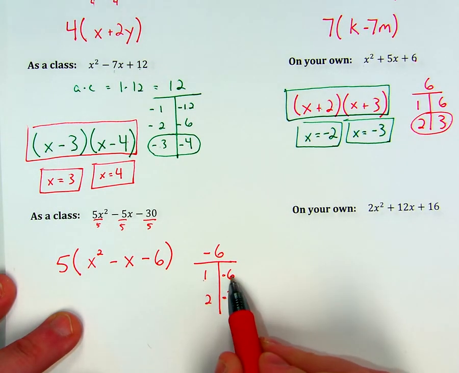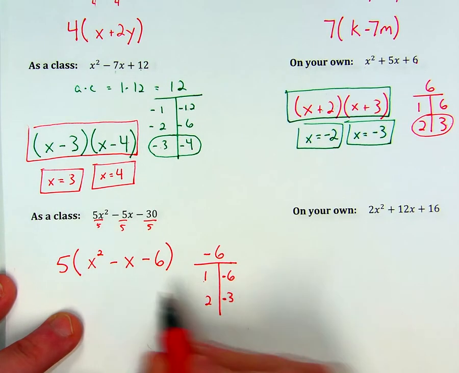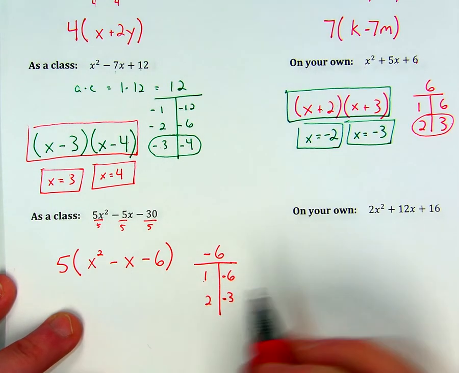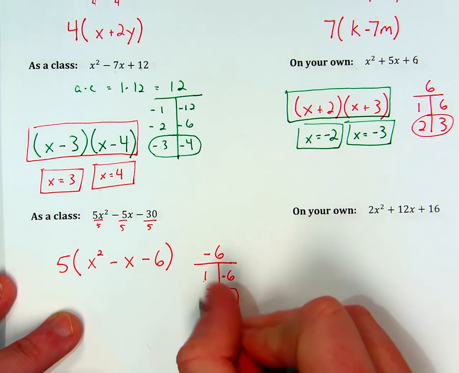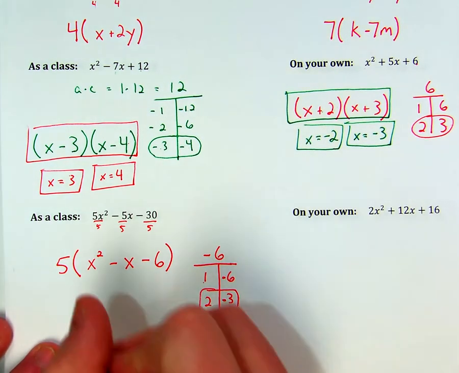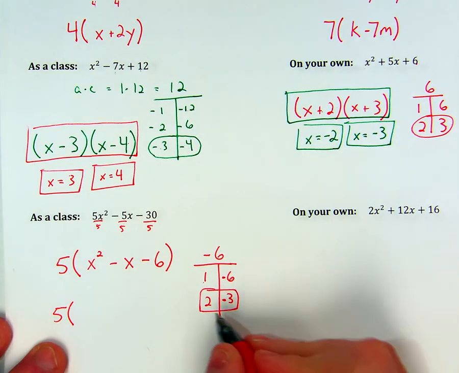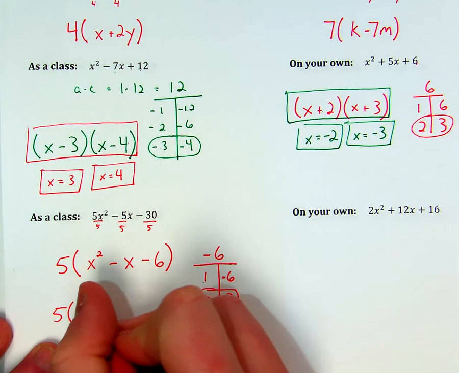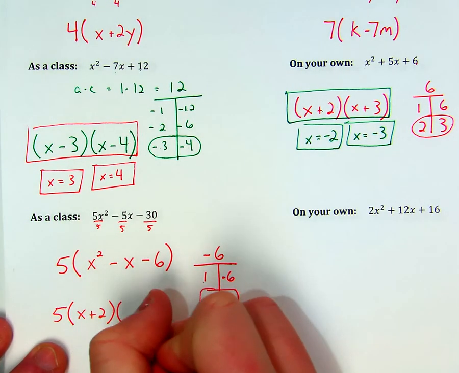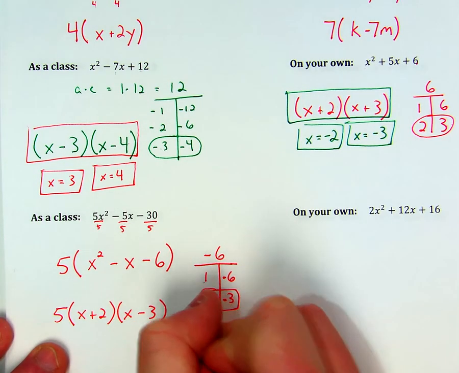1 minus 6 is negative 5. That's not what I'm looking for. 2 minus 3 is negative 1. That's what I'm looking for, the two terms that add to negative 1. So when we write this quadratic in factored form, we keep the 5 and then start the parenthesis: x plus 2. And the second parenthesis will feature x minus 3.